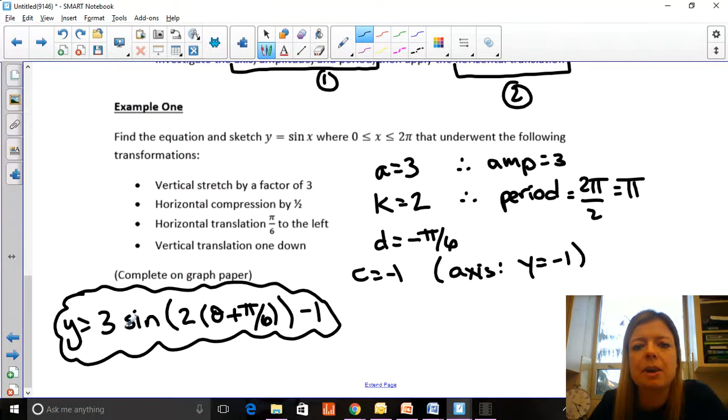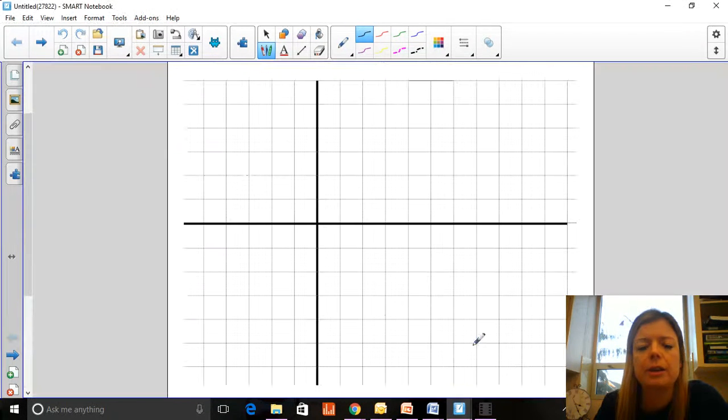So get out a piece of graph paper, and we're graphing it using this information. I'm going to hop over to my graph paper here. I like to do it in terms of 4 because I know that my period is pi. So 1, 2, 3, 4, that'll be pi.